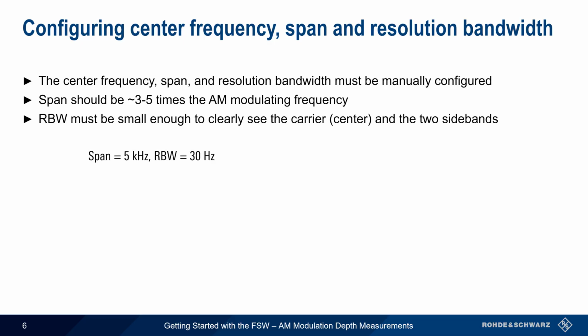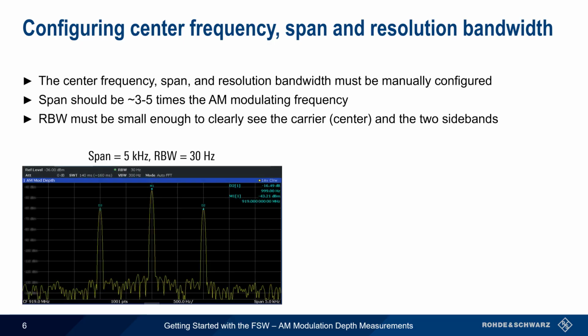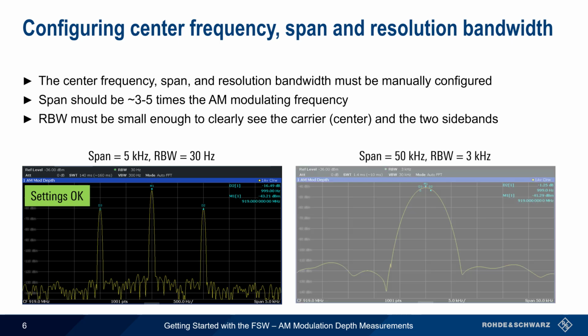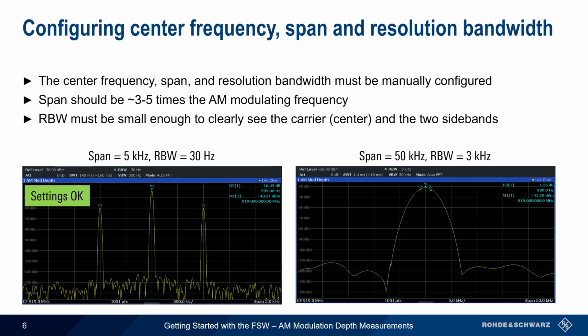Using these settings for span and resolution bandwidth, we can clearly see the 3 peaks where the markers must be placed, and these settings will yield valid measurement results. If the span or resolution bandwidth are set too large, the peaks will not be clearly differentiated, and it will be impossible to get valid measurement results for modulation depth.